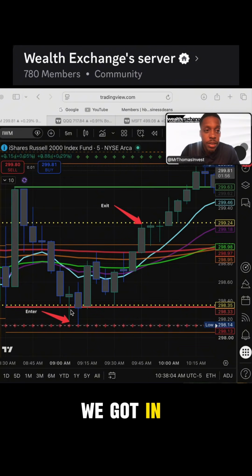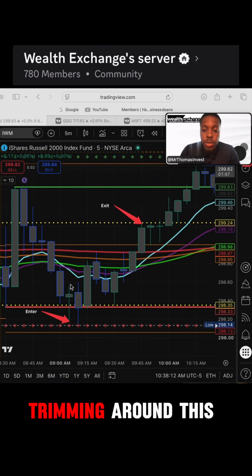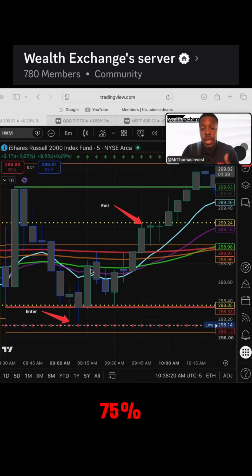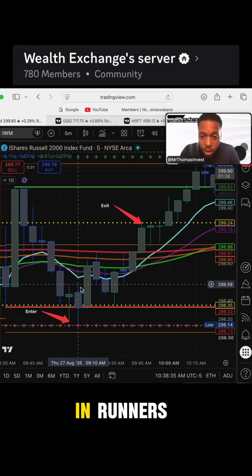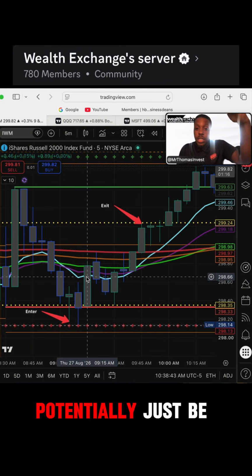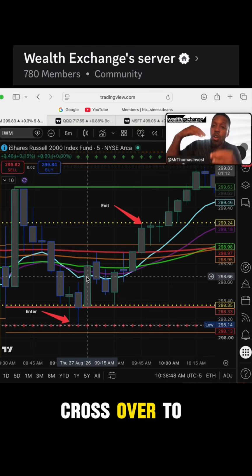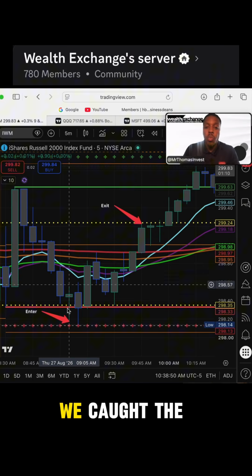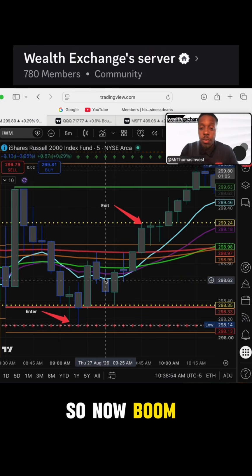So cool, we got in. Immediately we were at 25%, and then 60%, 75%. And I was trimming around this area right here, 75%. Now at that point, I'm playing with house money, meaning I could hold on as long as possible. So at 9/11, we were in runners. We trimmed, we secured gains because it could potentially just be a pullback. But no matter what, if it does cross over to the opposite side of the 9, we caught the bottom of the potential reversal. So now, boom, we're in there.